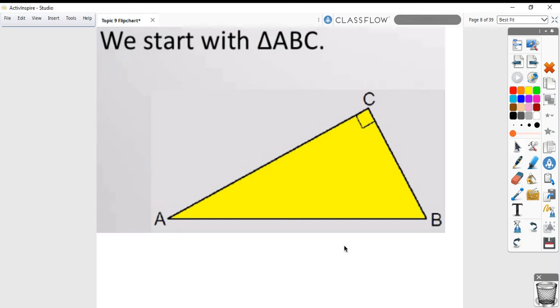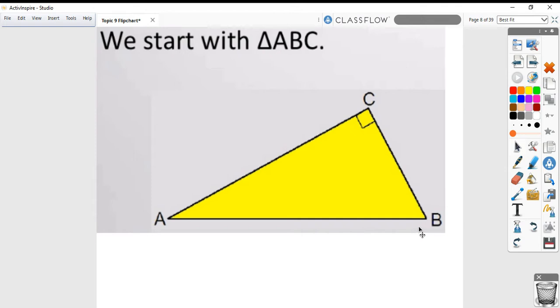All right, y'all, we're looking at topic 9, the second section of it. Today we're talking about a particular set of right triangles. This is the very beginning of the top of this idea. We start off with just one right triangle right here by itself.